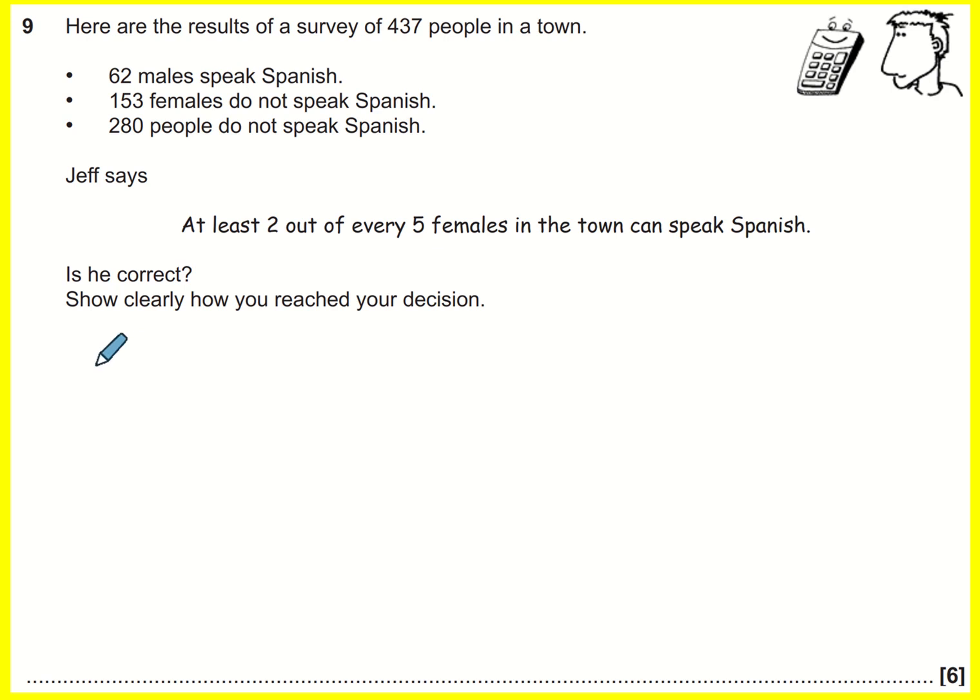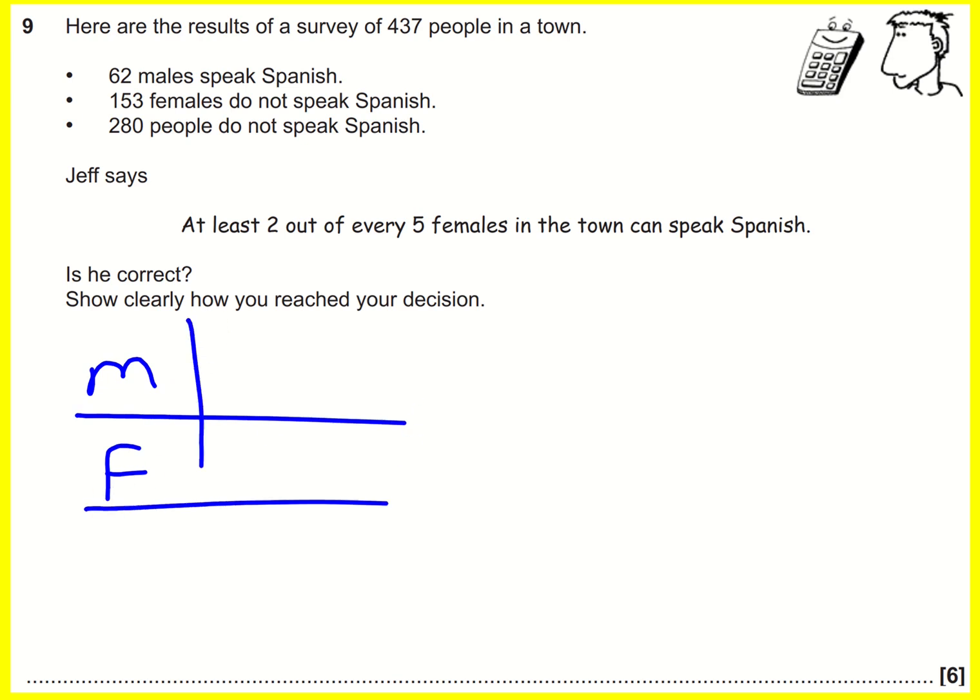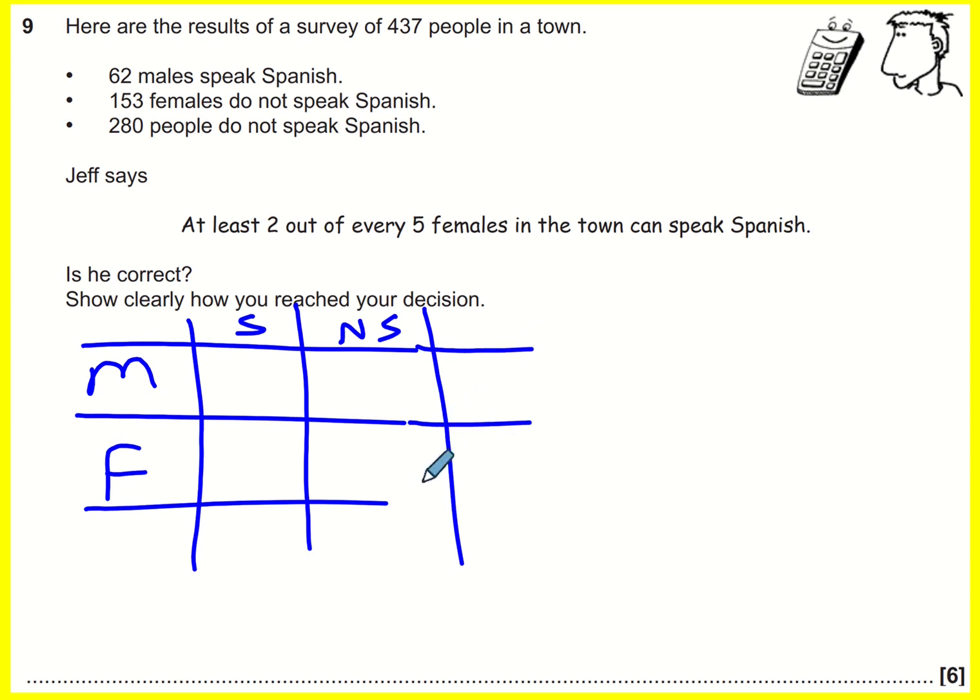think can work well. So I can split my information up. I've got males and females. And then within this, I've got people that can speak Spanish, so males that can speak Spanish here, females that can speak Spanish, and then people who can't speak Spanish. We also tend to write the totals along here. So in this box that I'm pointing at, that would be the total number of people who can speak Spanish. And then here would be the total number of males and so on. So it's a nice way of organizing the information.